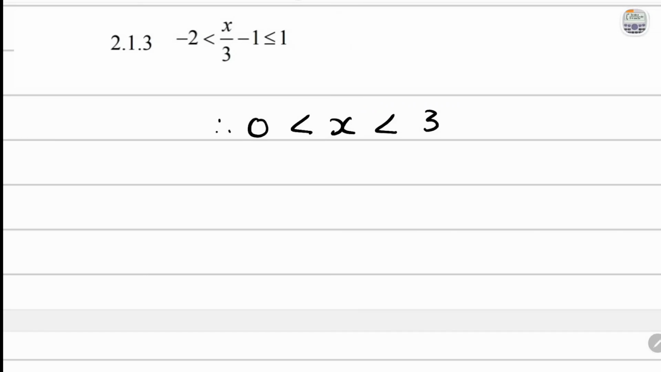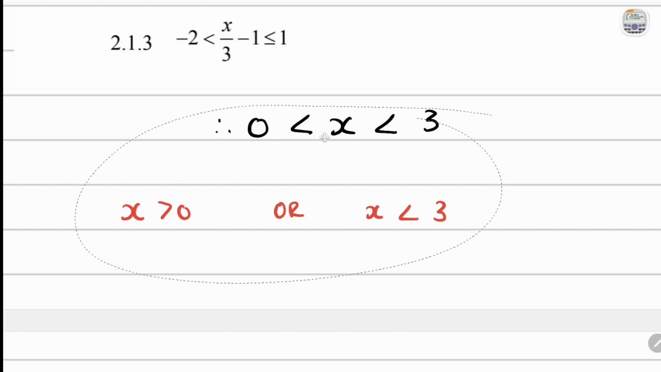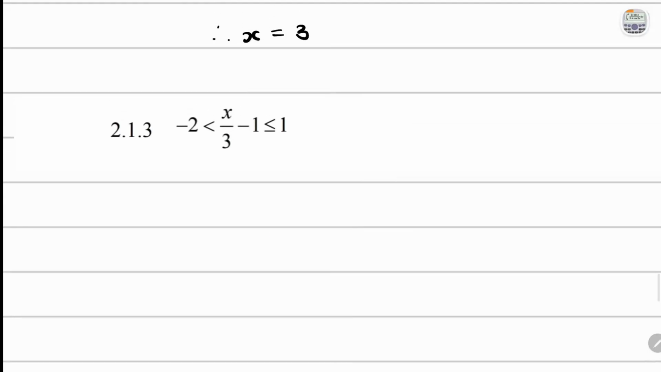Do you see, if you look at this individually, what is it saying? It's saying that x is greater than 0, or 0 is less than x. So you can write that as x is greater than 0. And then when you look at this side, what is that saying? That is saying x is less than 3. That's actually why I say it's two inequalities. Okay, so we can solve for this. We don't have to separate them really.